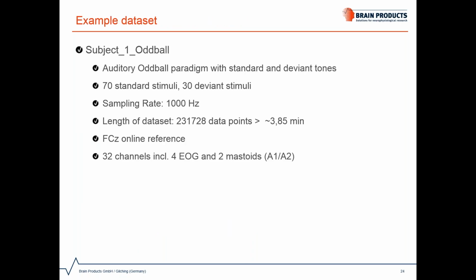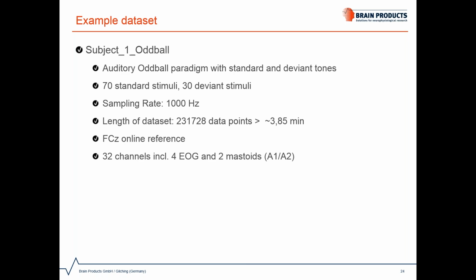Okay, now we will go to Analyzer in a short moment, and I just want to introduce the dataset to you that I will use for the practical part. Our example dataset is an auditory oddball with two different tone stimuli. There is an often occurring standard tone, of which there are 70 presentations, and a rare or deviant tone, of which we have only 30 presentations.